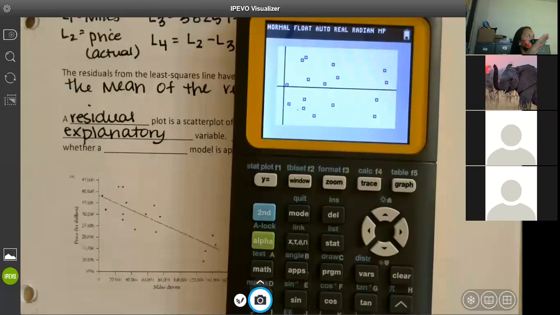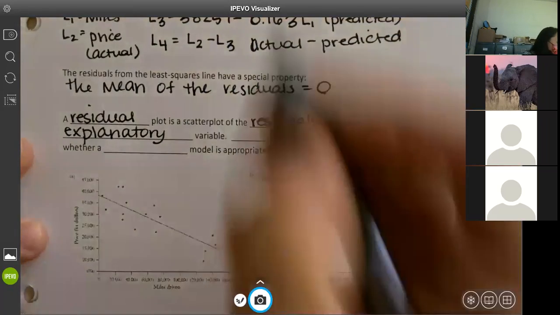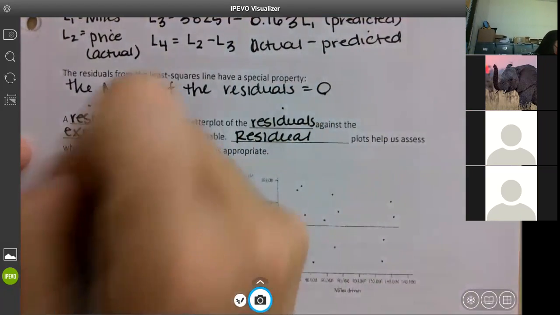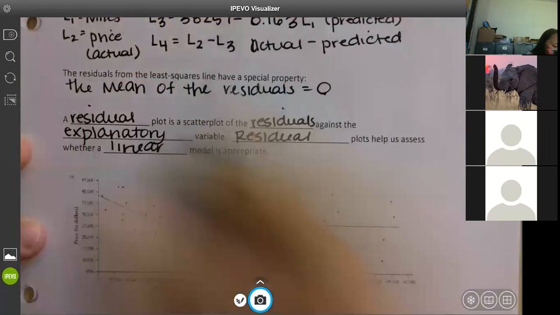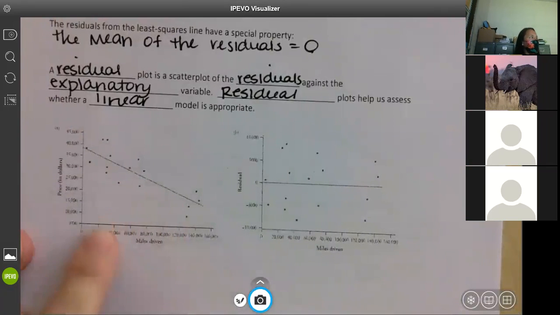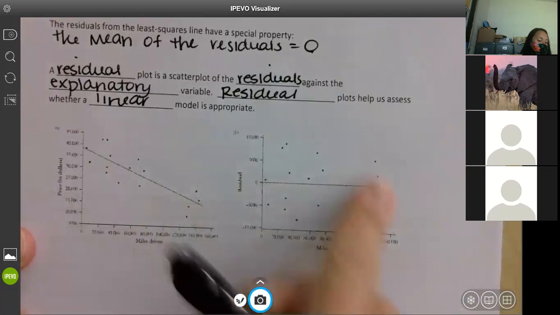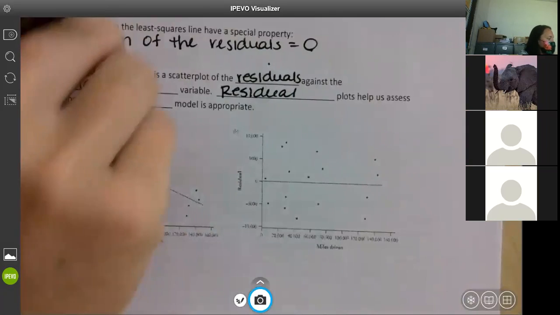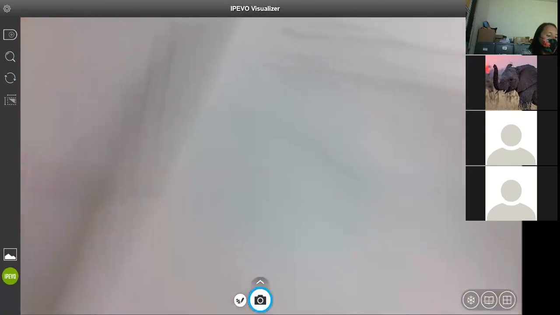Is everybody good? All right, so residual plots help us to assess whether a linear model is appropriate. This is your linear model that we just did. This is the scatter plot of the trucks. This is the residual plot that I just made in your calculator. Flip it over, last page. You do not want any pattern in your residual plot. If you have a pattern, and we'll talk about this more tomorrow, the line of best fit is not a good fit.